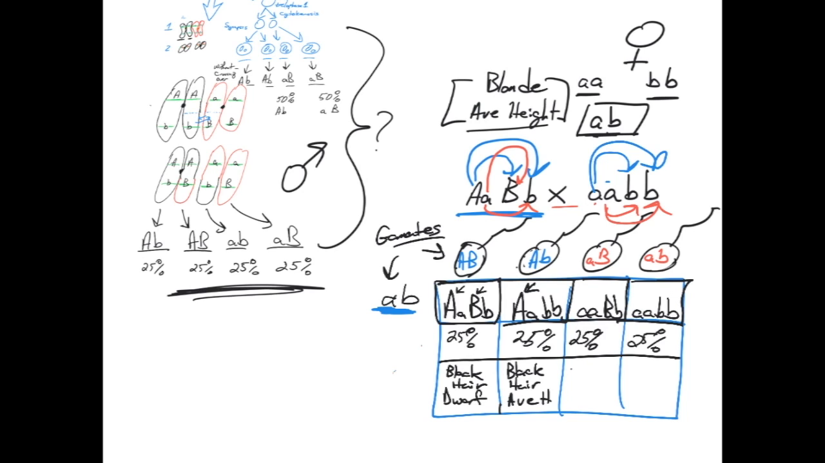Look, the next one is little a, which means they're blonde. And yes, I'll spell it correctly. I do apologize for misspelling it. Blonde hair and average height. And the last one is blonde hair. Oh, no, sorry, not average height. My mistake. Dwarf, right? Yes. And then blonde and average height.